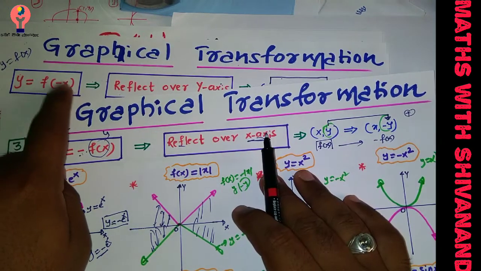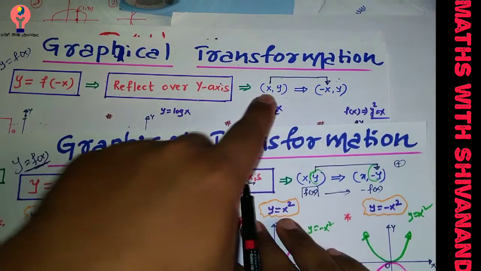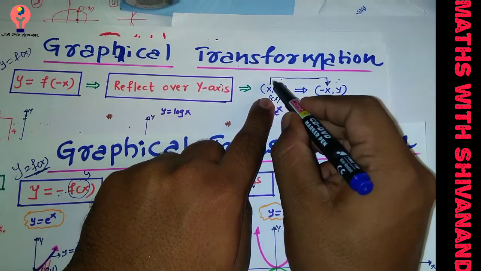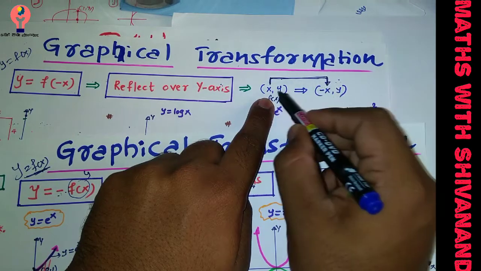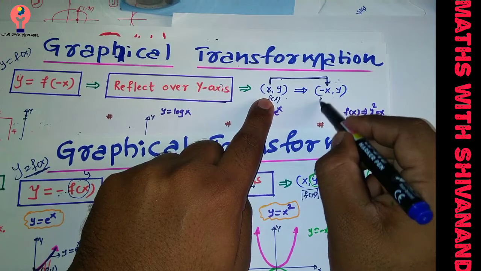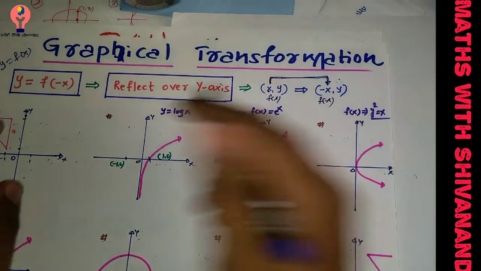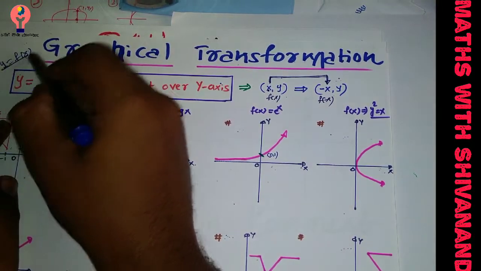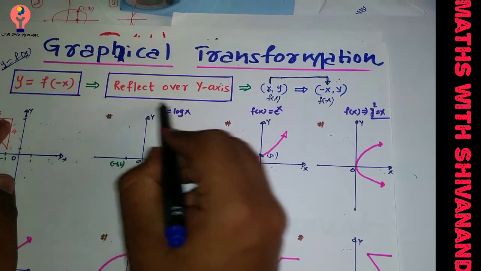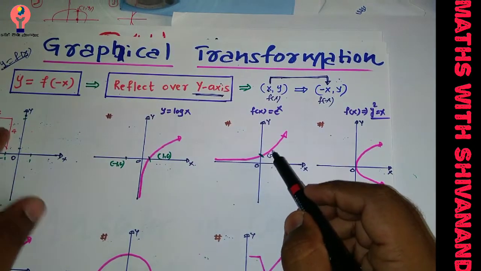If the minus is multiplied inside, to the domain value, the x value, then the value of x has to change. Any point on the graph is (x, y), and only the x part has to change: plus x becomes minus x. This is the changed part, f of minus x. Now listen, student. If y equals f of x is the given curve and y equals f of minus x is mentioned, reflection of the graph should happen over the y-axis. Why the y-axis?